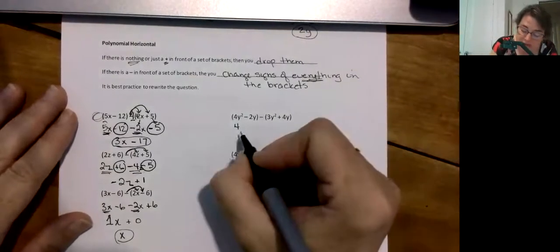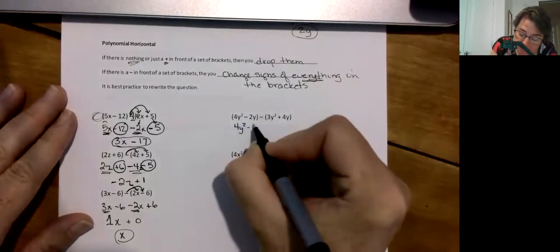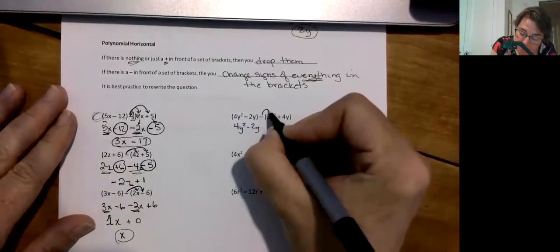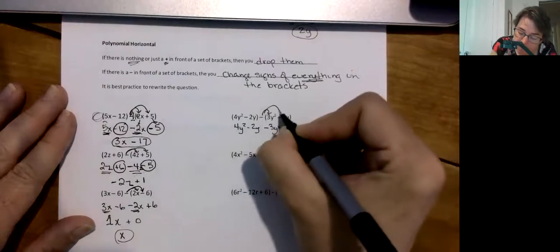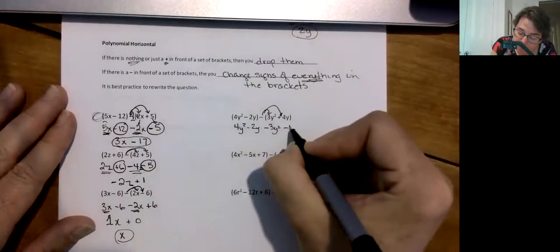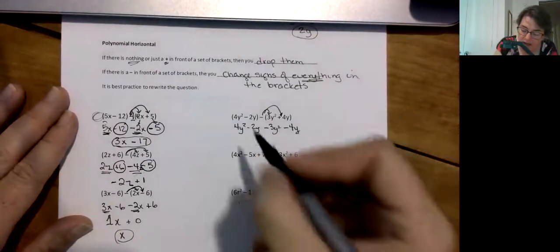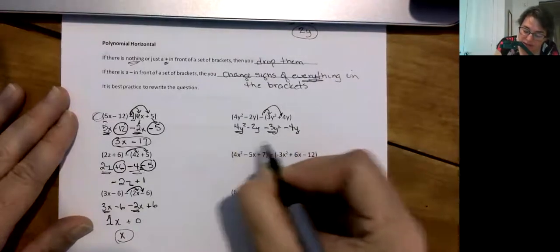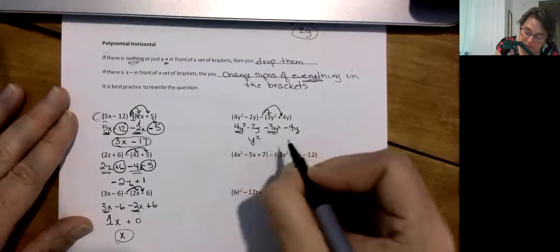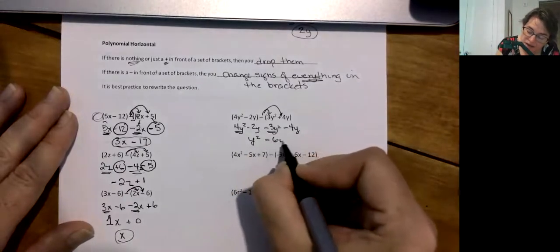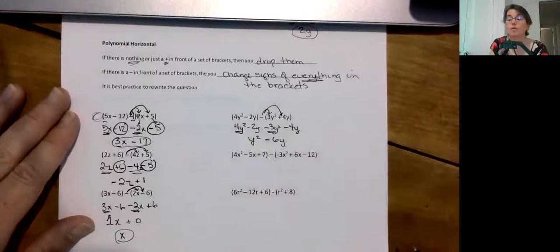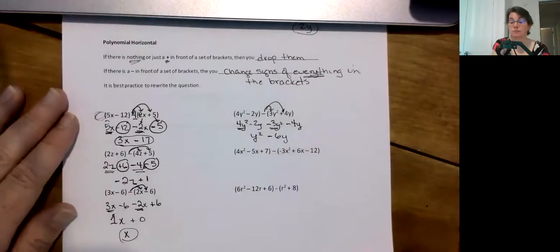So we've got 4y squared minus 2y, distribute, minus 3y squared minus 4y. All right, y squared, another y squared, so it's going to be y squared. And negative 2 and negative 4 is negative 6y, because we're adding like that. We're simplifying or combining like terms.